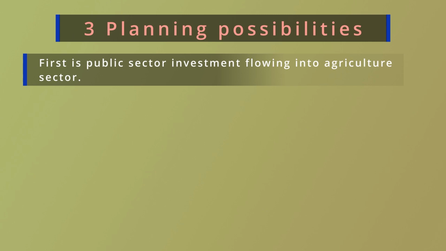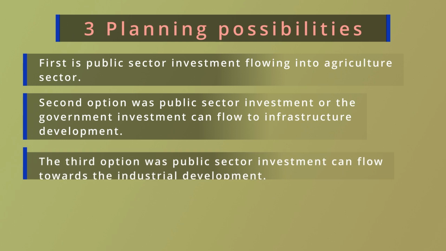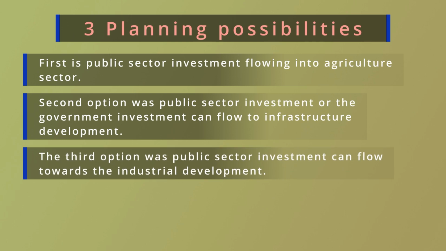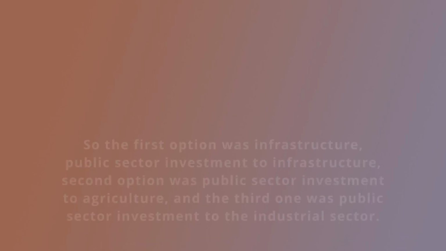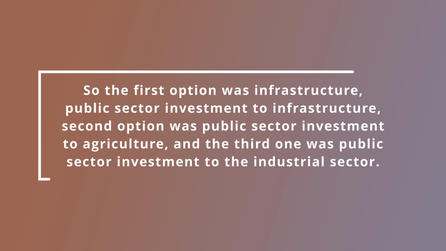So there were three major possibilities before the planners. First is public sector investment flowing to the agriculture sector. Second option was public sector investment, or the government investment, can flow to infrastructure development. And the third option was that public sector investment can flow towards industrial development. So the first option was infrastructure, the second option was agriculture, and the third one was the industrial sector.